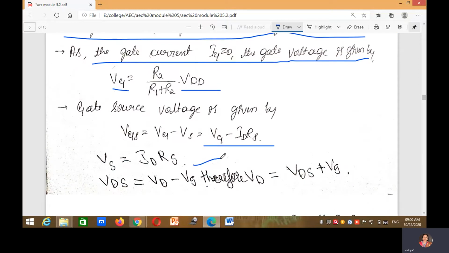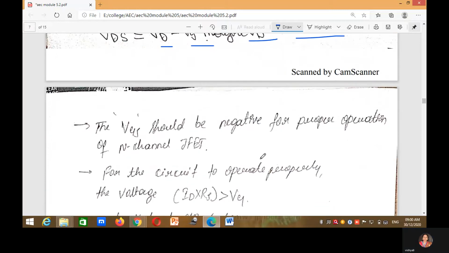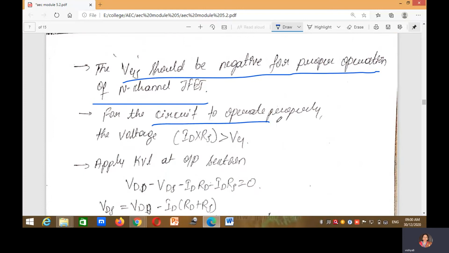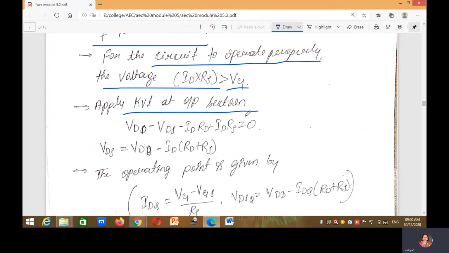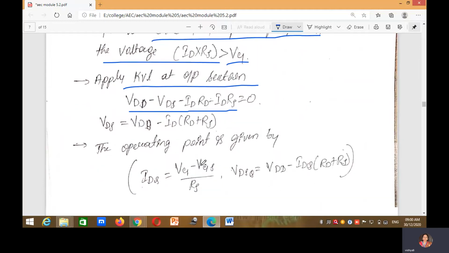VS is equal to ID into RS. VDS is equal to VD minus VS. Therefore, VD is equal to VDS plus VS. VGS should be negative for proper operation of N-channel JFET. For the circuit to operate properly, the voltage ID into RS should be greater than VG. Apply KVL at the output section. What will you get? VDD minus VDS minus ID RD minus ID into RS is equal to 0. So VDS is equal to VDD minus ID open bracket RD plus RS close bracket.